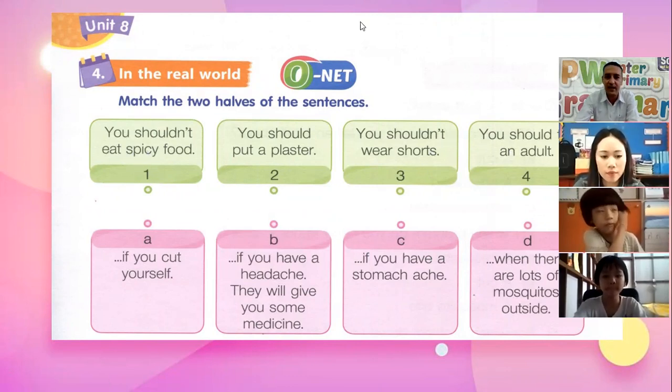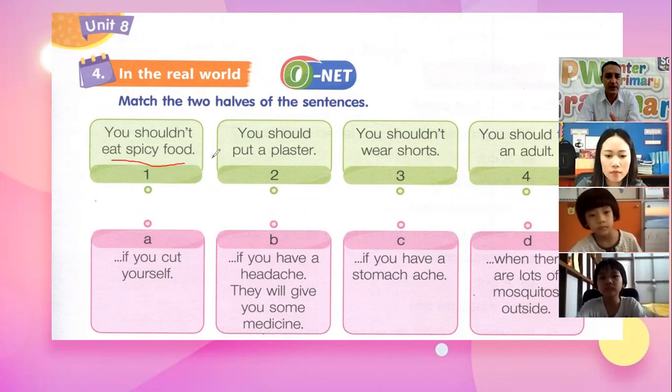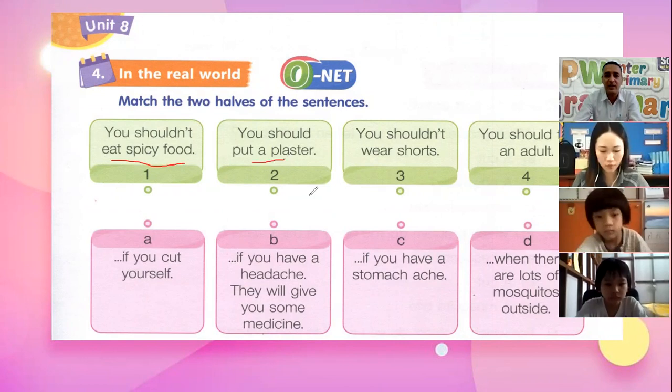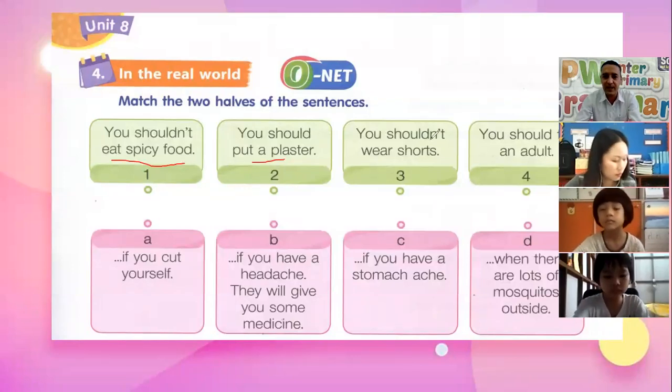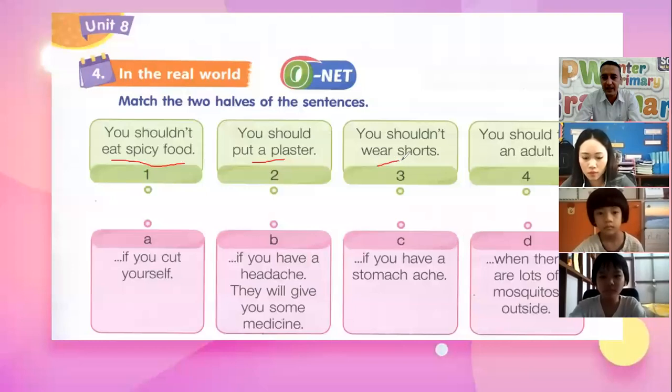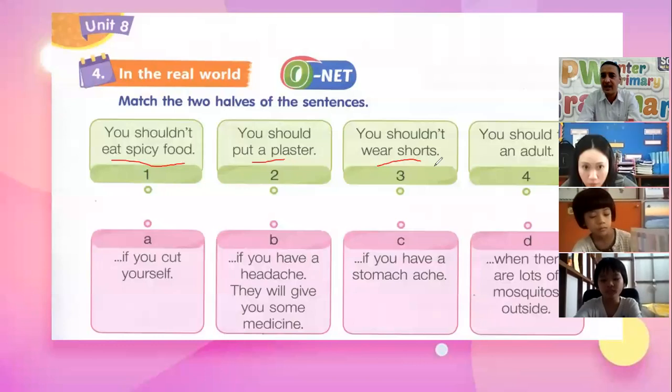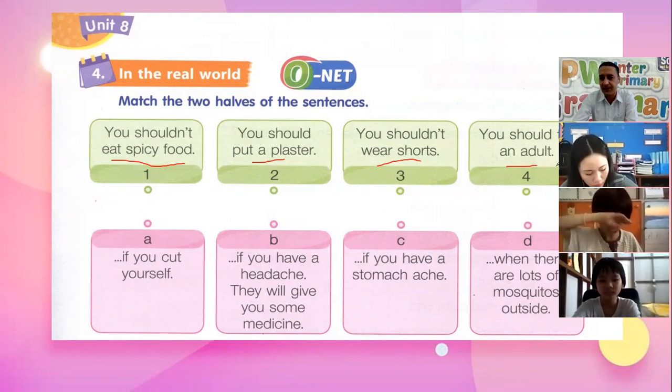Statement number 1: You shouldn't eat spicy food. Number 2: You should put a plaster. Number 3: You shouldn't wear shorts. Number 4: You should tell an adult.